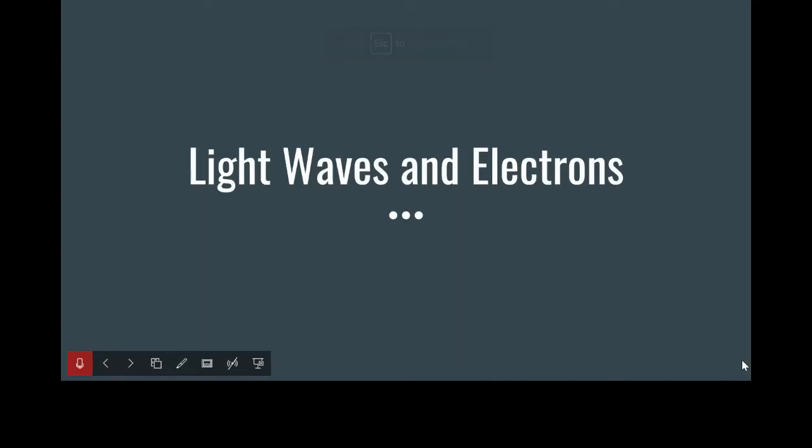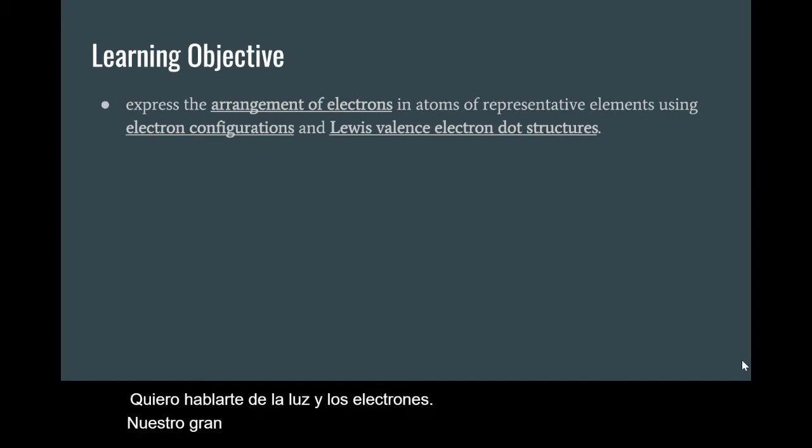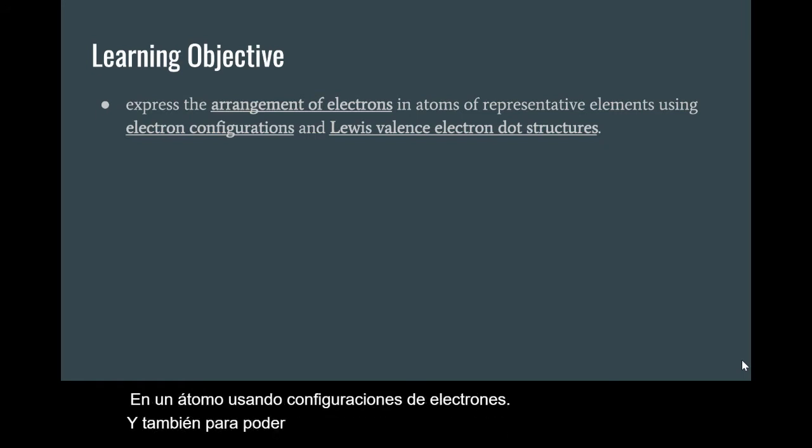I want to talk to you about light and electrons. Our big goal is going to be to express the arrangement of electrons in an atom using electron configurations, and also to be able to draw the Lewis valence electron dot structure for an element.